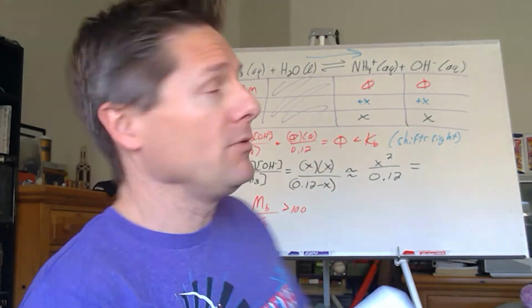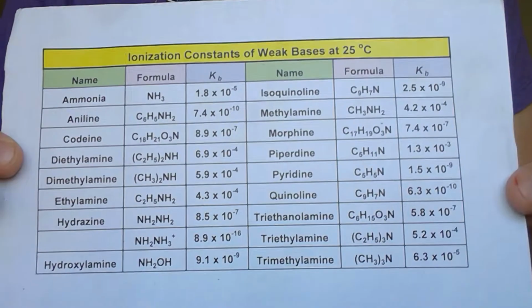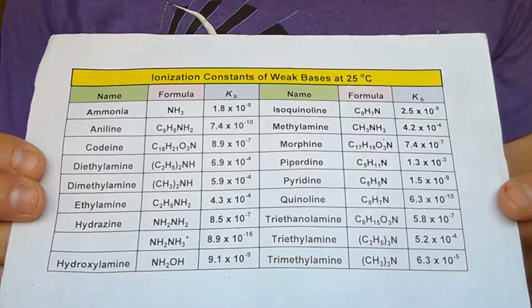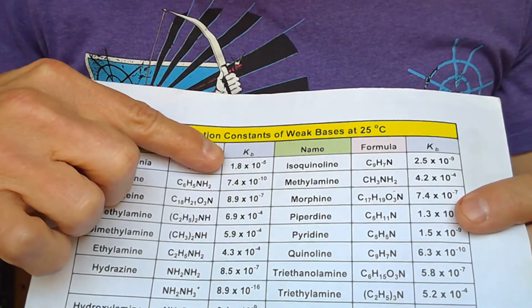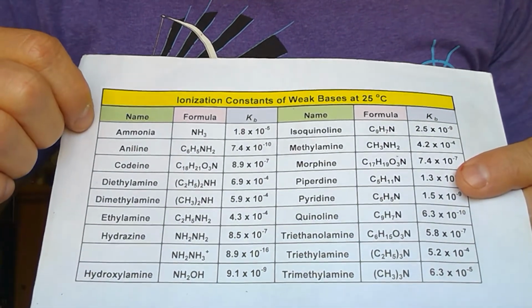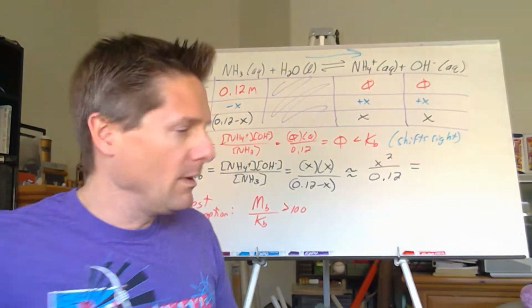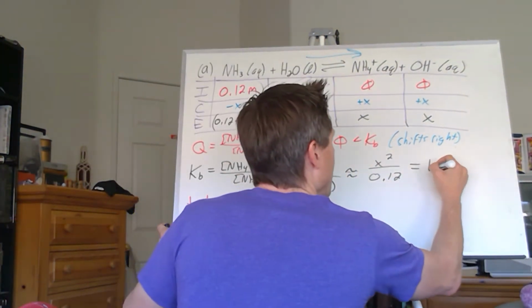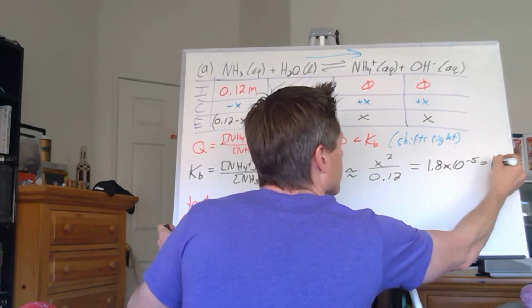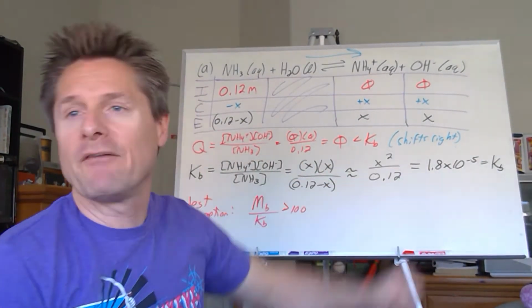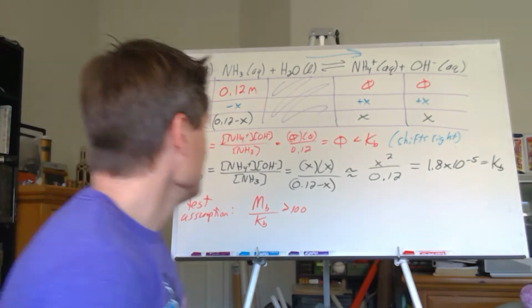This is ammonia, right? So let's look up on our KB table. Find ammonia, which is the first one. So that is 1.8 times 10 to the minus 5, gang. 1.8 times 10 to the minus 5.